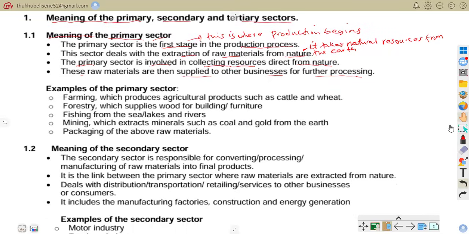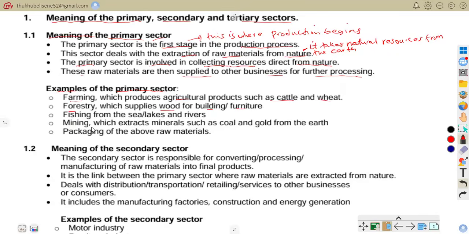So now let's quickly come to the examples of the primary sector. Farming, which produces agricultural products such as cattle and wheat. When we talk of farming, we can talk of where we produce crops as well as animals. You can talk of wheat, you can talk of cattle. Forestry, which supplies wood for building or furniture.